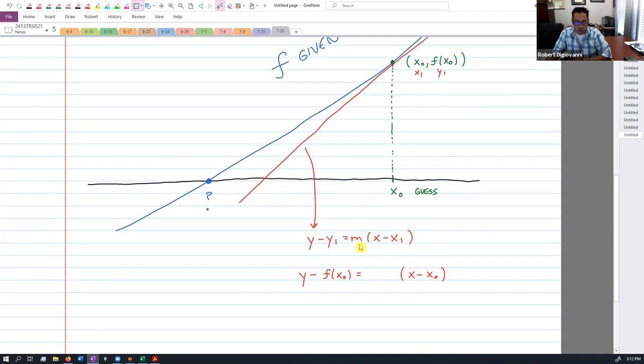Now, what is the slope of that line? This is the critical part. What's the slope of that tangent line? The derivative of the function. It's the derivative of the function where though? At what, where are we evaluating? At x sub zero. Good. That's the slope of the line, right? Understand? Okay, this is the equation of the tangent line.